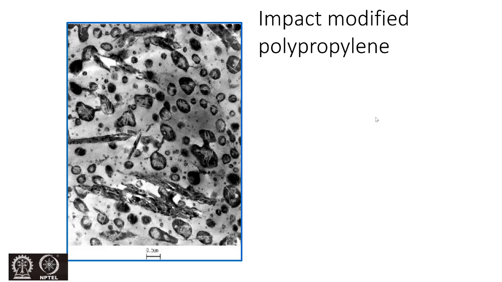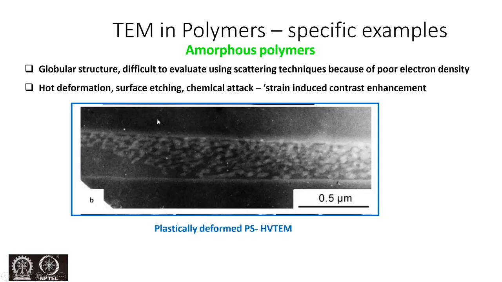Then impact modified polypropylene. This can also be checked in the TEM. Then for polymers, this is specifically for polymers. Suppose this is an amorphous polymer. It is a globular structure which is difficult to evaluate using scattering techniques because of the poor electron density. So hot deformation, surface etching, chemical attack, or strain-induced contrast can be done for this kind of material.